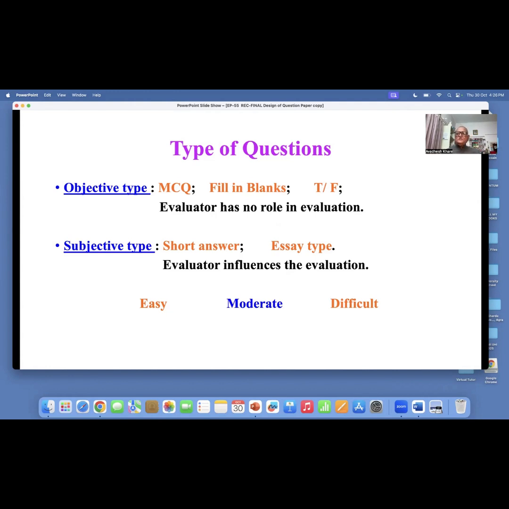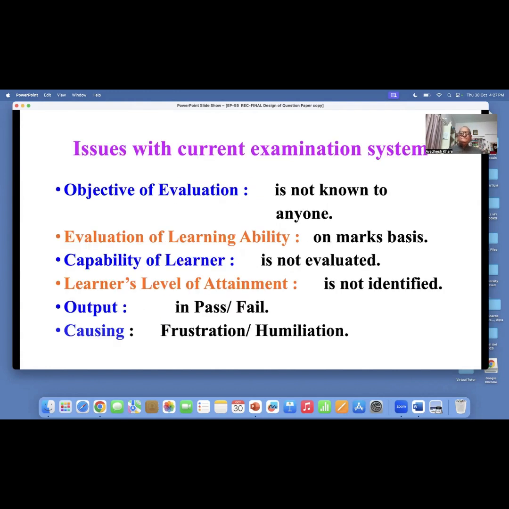This is based on Bloom's level. There are six Bloom's levels, BL1 to BL6, and BL1 and BL2 can be grouped into easy, 3 and 4 can be grouped into moderate, and 5 and 6 into difficult.